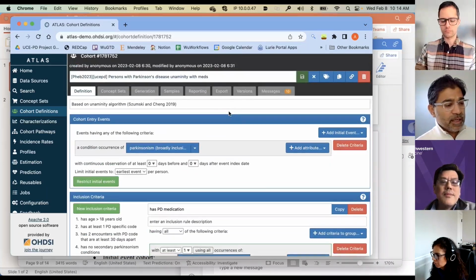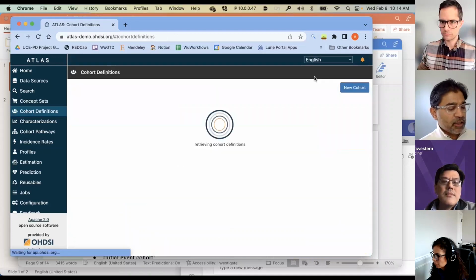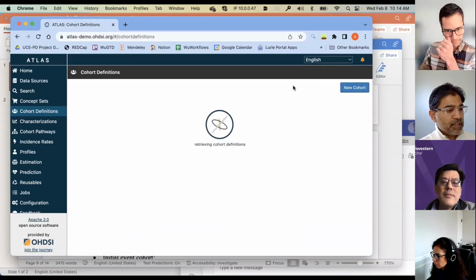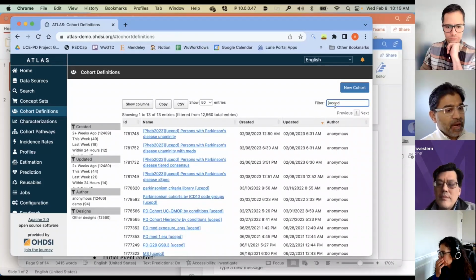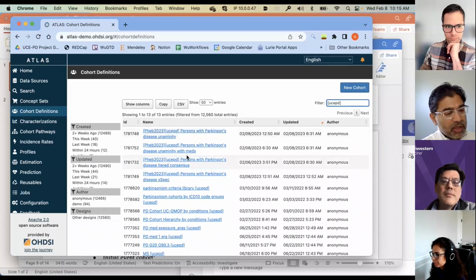In terms of the next steps for this particular unanimity definition, because this is on the atlasdemo.odyssey.org and it is not secure, I think the first step should be to copy it over to atlasphenotype.odyssey.org, which is secured, and I can take that and do it right now.